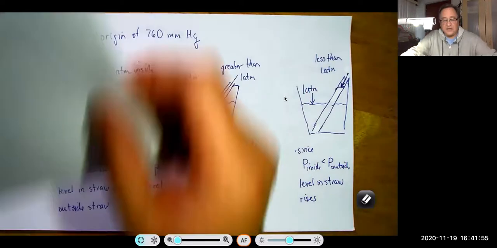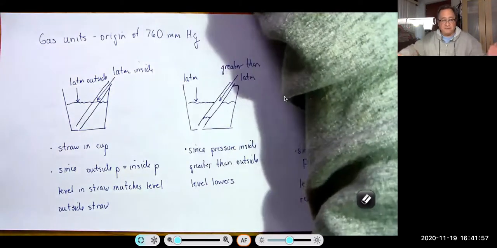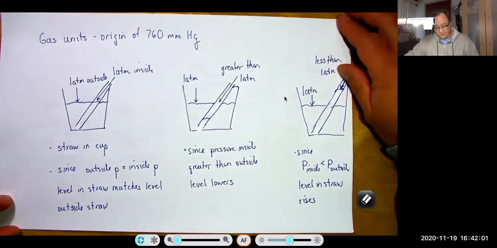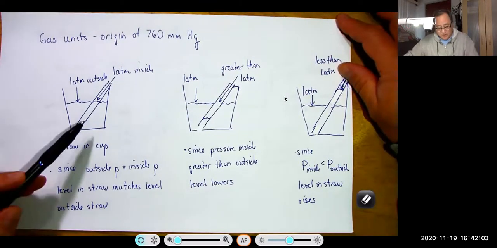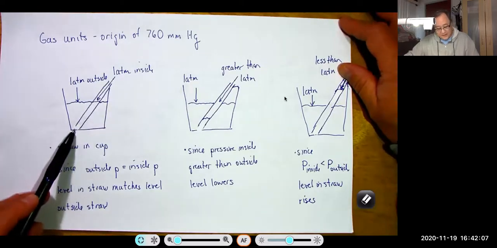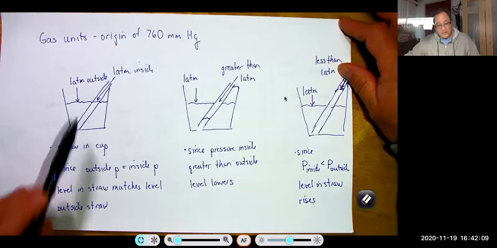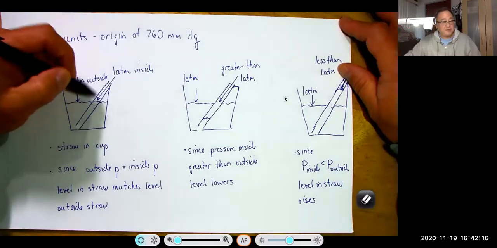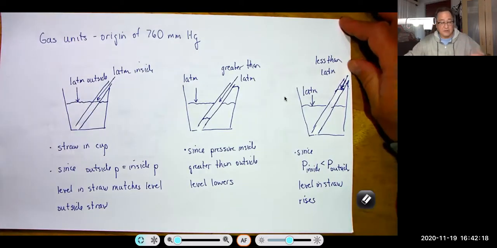So let's look at the origins of 760 millimeters of mercury. So what I have here is a straw. You can see it's open on this end and it's open on this end. And it's inside of a container with liquid in it. And there's 1 atmosphere of pressure pushing down on the liquid. And through the opening in the straw, there's 1 atmosphere of pressure pushing down on the liquid inside the straw.